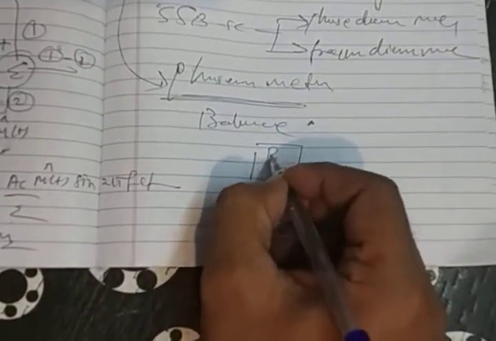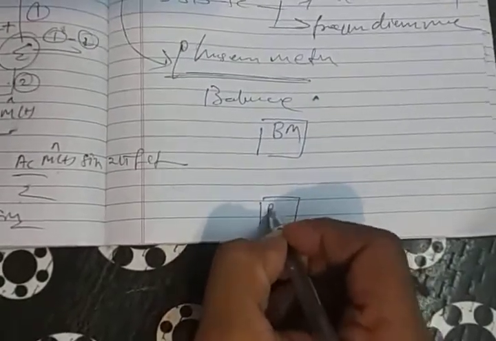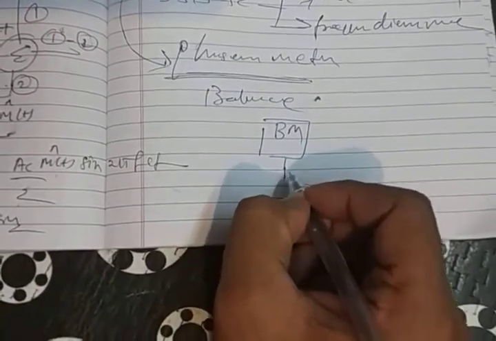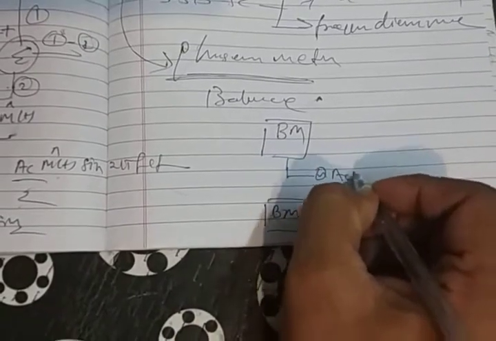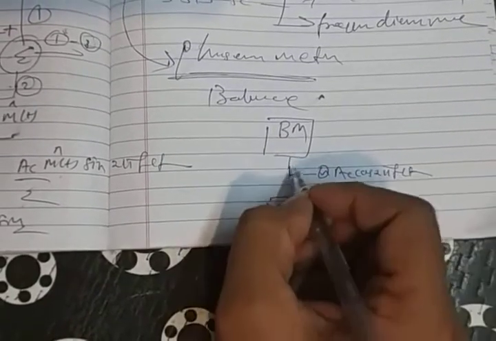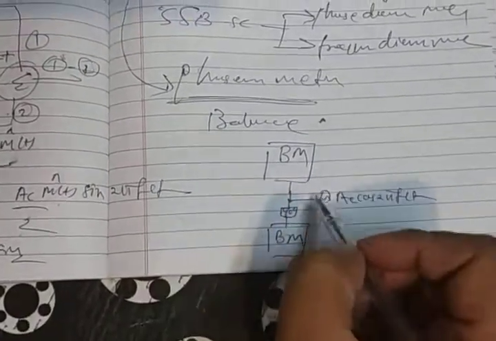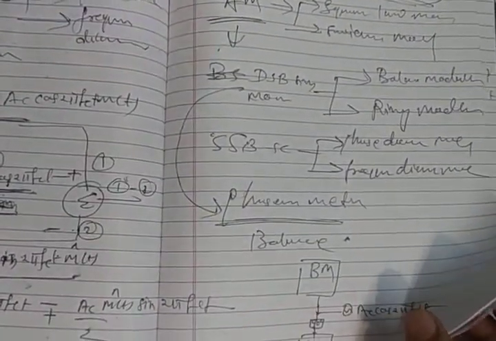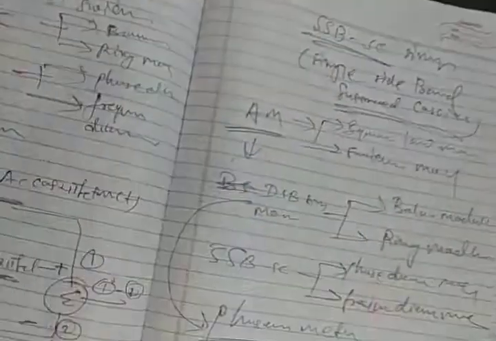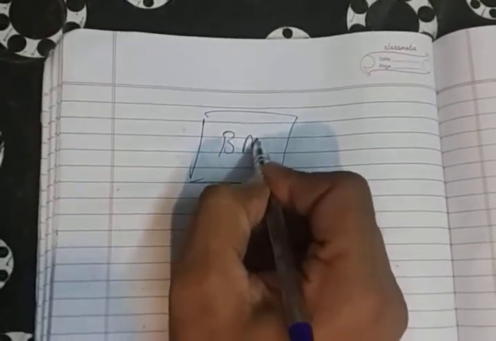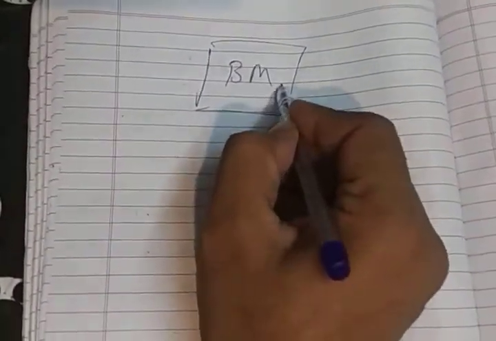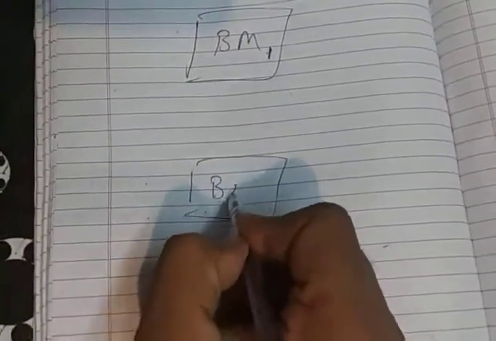So we need two balance modulators, an oscillator Ac cos 2 pi fct, and one 90 degree phase shifter. Here, for generation of the SSB-SC signal, we need two balance modulators. Suppose this is balance modulator number 1, this is balance modulator number 2.